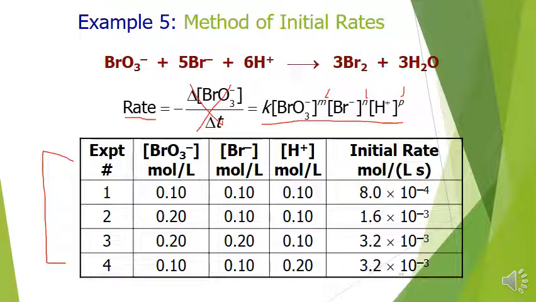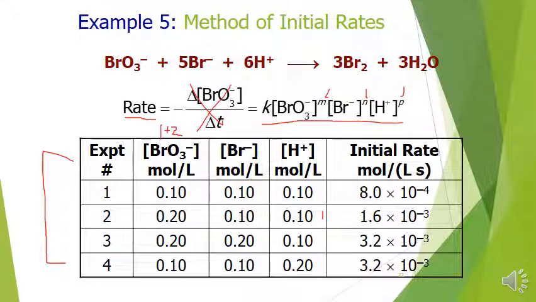All right, so let's look at which experiments we're going to use. In this case, there are three variables, so to figure out one, like BrO3 minus, the other two have to be held constant. So what two experiments are we going to use for that? If you notice, number 1 and number 2 both hold Br minus and H plus constant. So to figure out this one, we're going to use 1 and 2.